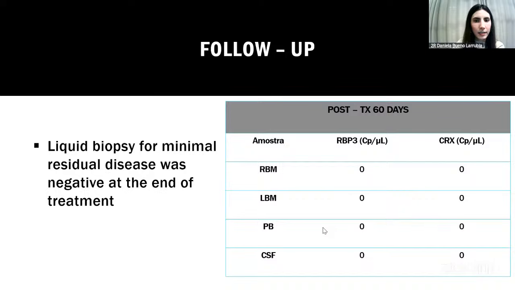60 days after the last transplant, the patient underwent a liquid biopsy for minimal residual disease. Samples were collected from the right and left bone marrow, cerebrospinal fluid, and peripheral blood, and then were analyzed for 2 genes, CRX and RBP3, which are related to the photoreceptors and are present in the retinoblastoma. In this patient, there was no evidence of those genes in the testing.